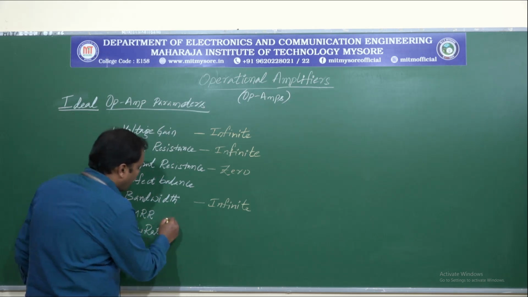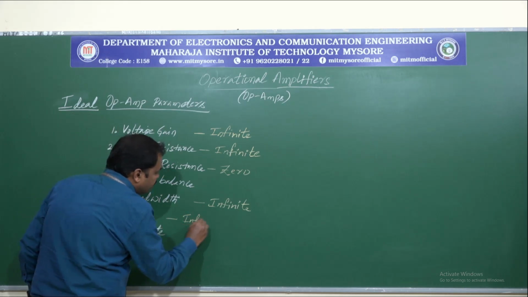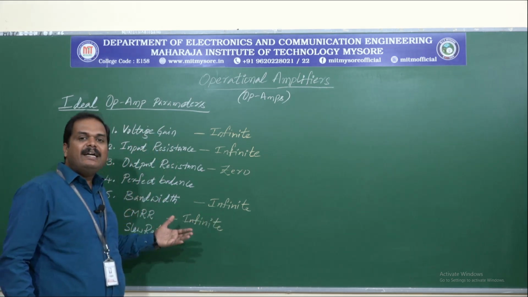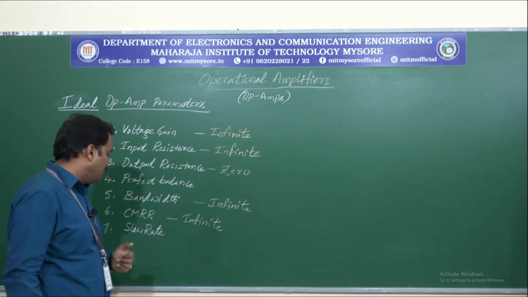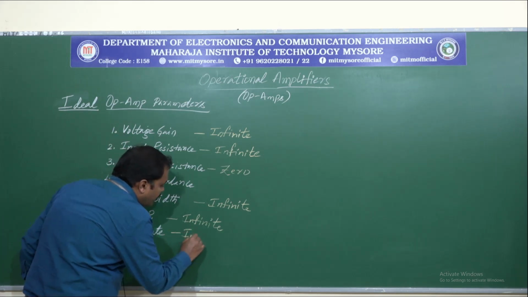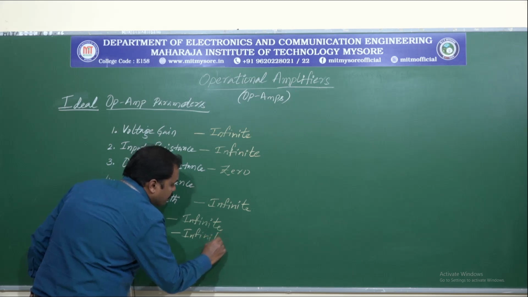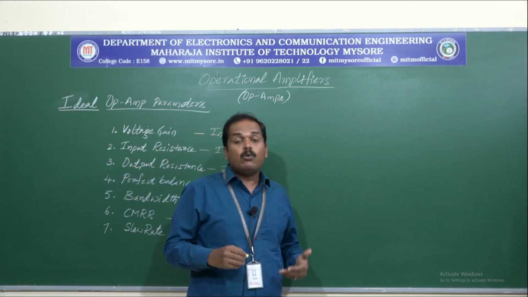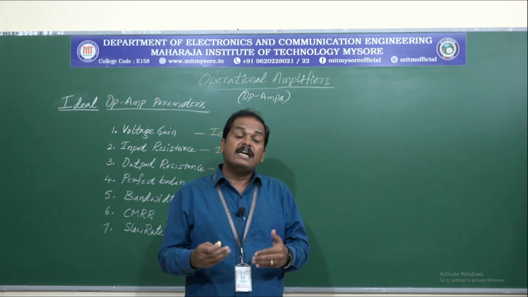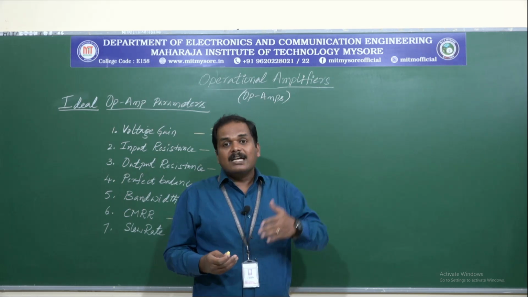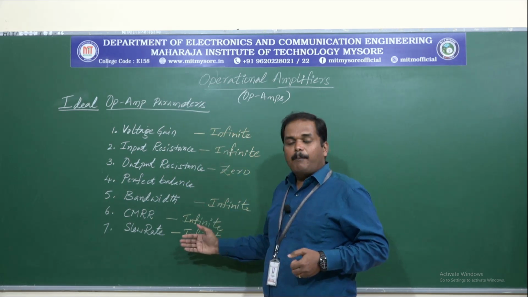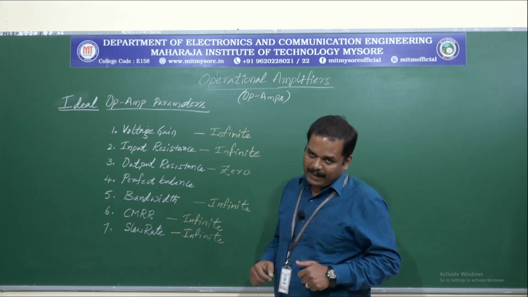And next parameter is CMRR. CMRR is also infinite, which indicates that the op-amp ideally rejects any common mode signal. And the next parameter is slew rate. Slew rate is also infinite for an ideal op-amp, which indicates that ideally the op-amp can sense the changes happening on the input signals instantaneously and cause the immediate change on the output signal. So these are some of the parameters we have for an ideal op-amp.